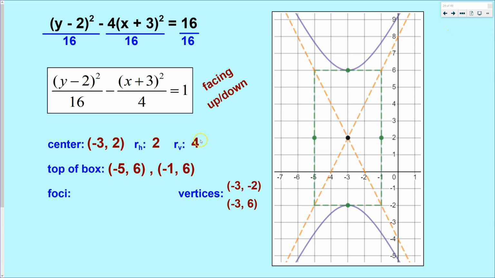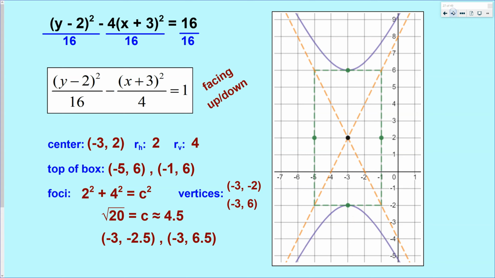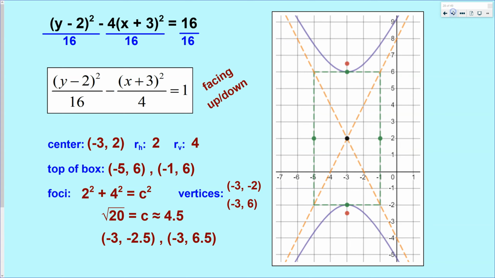So I'm going to take my vertical radius squared plus my horizontal radius squared, related by the Pythagorean theorem. Solve that. That means that I'll have a C value of 4.5. So I'm going to count out from center. 1, 2, 3, 4.5. So my focus will be right there, and my other focus will be right there as well. And then name those coordinates. And then finally, you can plot them, or you can plot them and then name them. I don't care which order that happens. There is a complete hyperbola done.